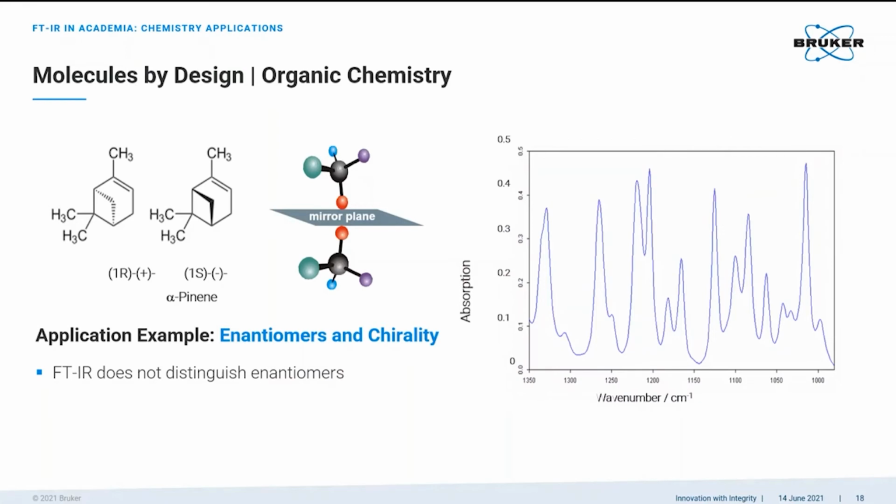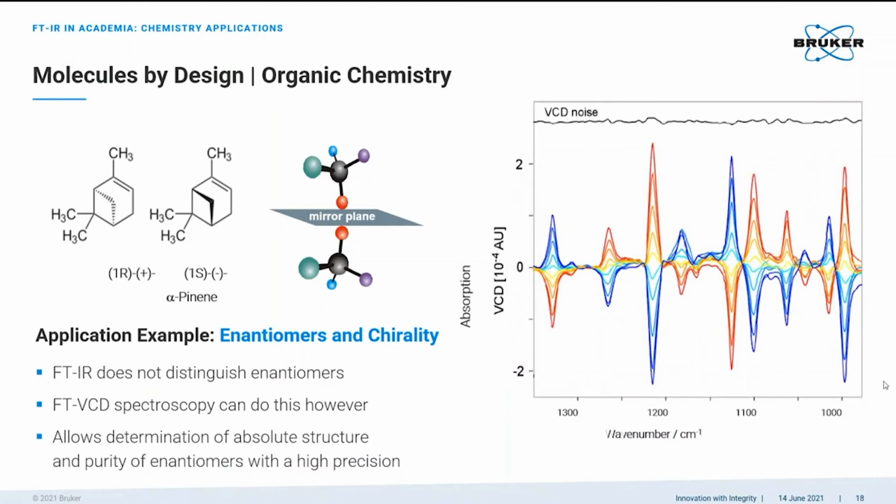Does the power of IR really end at chirality? The answer is no. Fourier transform vibrational circular dichroism, VCD for short, can identify enantiomers and even deliver the absolute structure of chiral molecules. The VCD technique makes use of the fact that one enantiomer preferentially absorbs left circularly polarized light and the other enantiomer rather the right circularly polarized light. In a VCD experiment, the difference in the absorption of left and right circularly polarized light is detected, and this difference spectrum is the characteristic VCD spectrum for one enantiomer.